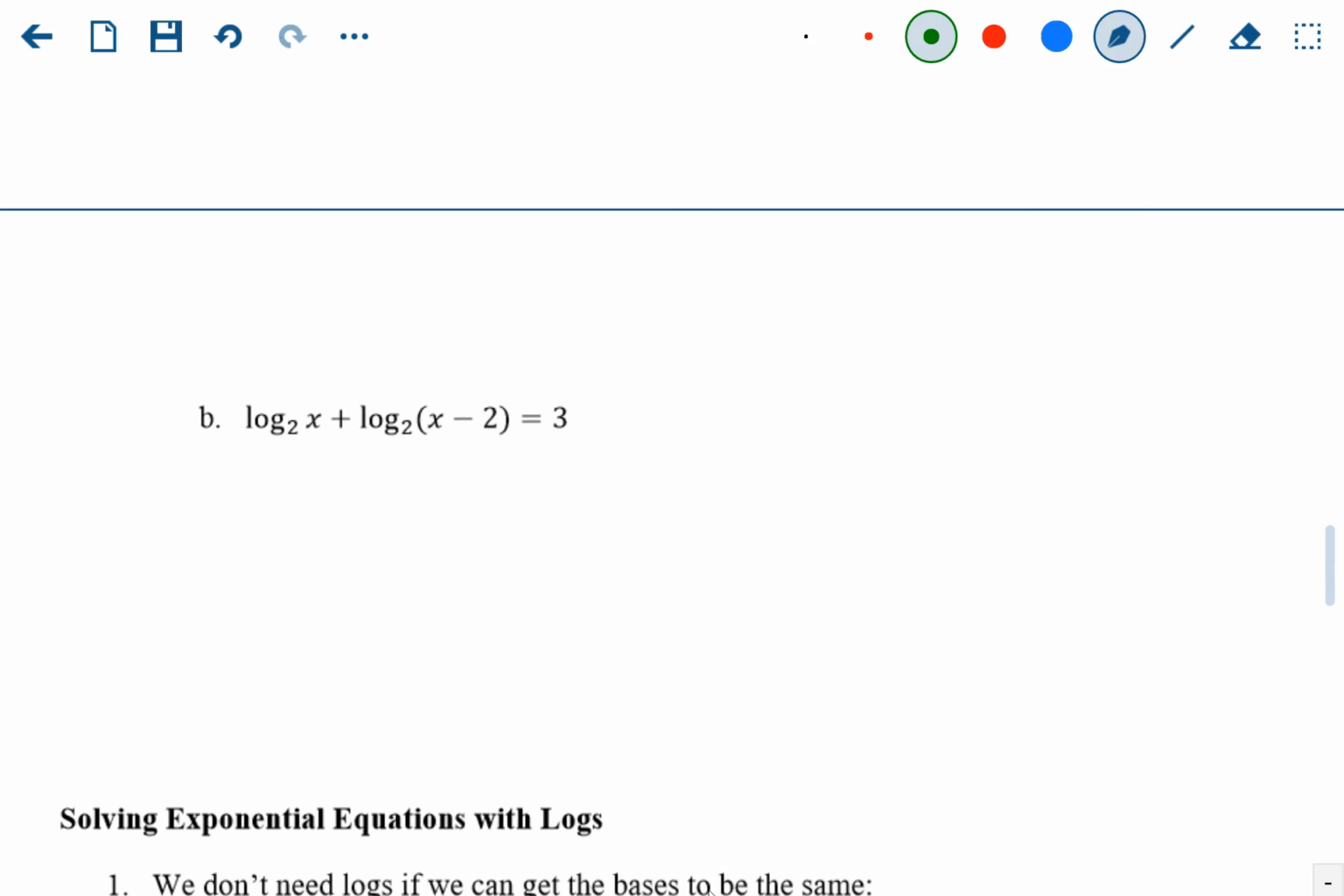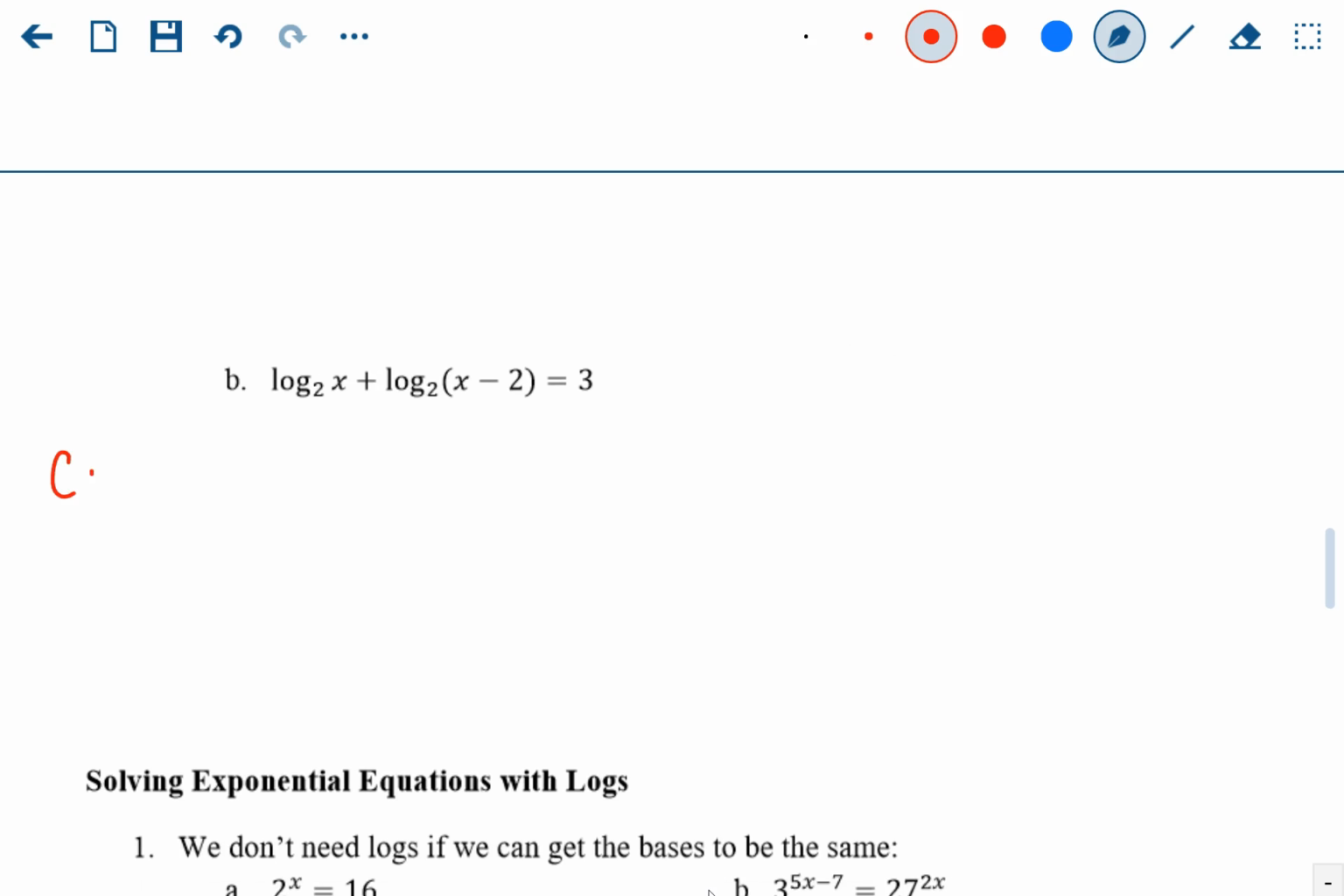The next one, you have 2 logs on the left, and then again, just a number on the right. So we're going to condense first, and then convert. The condensing, on the left side, they both are log base 2, and you're adding, so we're going to multiply. So we're going to have log base 2 of x times x minus 2 equals 3.